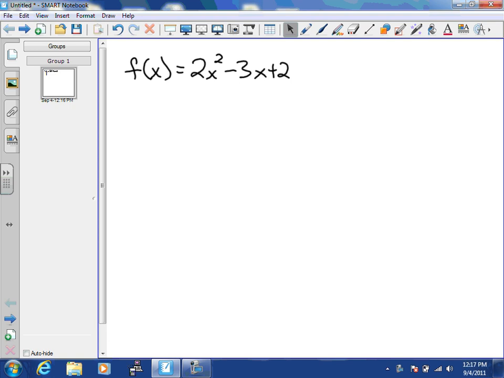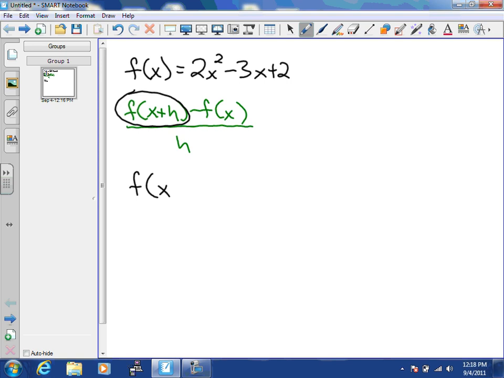The first thing that is necessary to our end result is we want to be able to find out what is f of x plus h minus f of x, and we're going to divide that by h. But the way that we did this problem is we do this in steps. So the first thing we had you do is this part right here, f of x plus h. So we'll do that first.